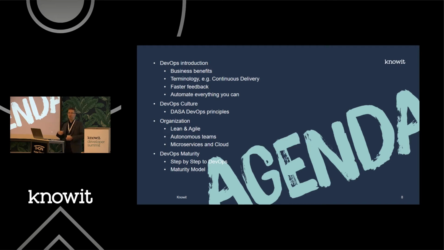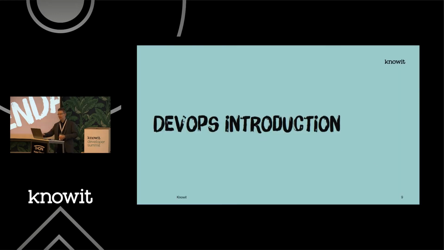A bit more about the organizational side. How can you organize around DevOps? What do you need to make DevOps happen? And then the last part is about the maturity model. So how can you track your progress towards more and more DevOps? Is there a point where you can say now we are DevOps, or is it always just a journey? There are benefits to both sayings. So this is the agenda. So let's go to the introduction, the first part.